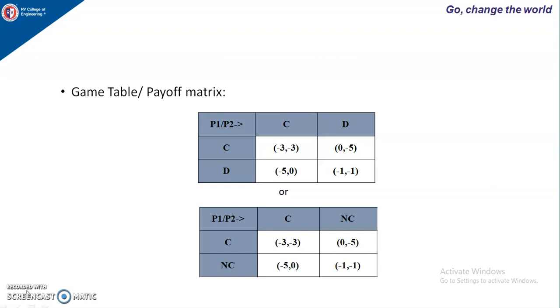Since the game is a minimization game, the payoff will be -3, -3. When player 1 confesses and player 2 does not confess, then player 1 will be let off and player 2 will be imprisoned for 5 years. If player 1 does not confess and player 2 confesses, then player 1 will be imprisoned for 5 years and player 2 will be freed. Therefore, the payoff will be -5 and 0. When both of them deny, they will be sentenced for 1 year, which gives a payoff of -1, -1 for both players.